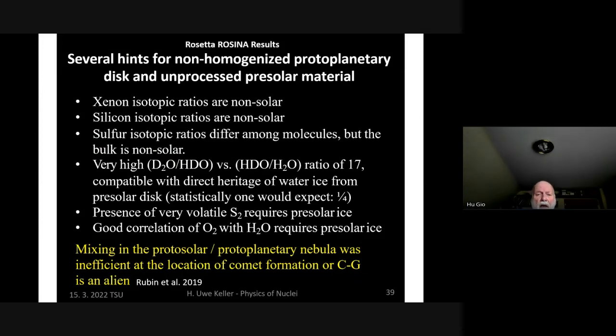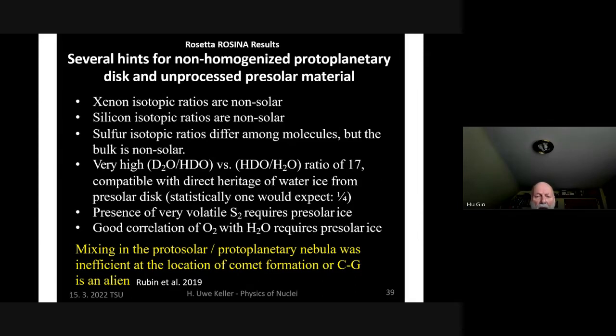There is a strong mixture, or some mixture, of material in the protoplanetary disk, as already indicated by Marco and as indicated by many models, and also found from the laboratory investigation of stardust. Marco talked about this, I don't have to go more explicit. Rosetta shows that the xenon isotope ratios are non-solar, the silicon isotope ratios are non-solar, sulfur isotopic ratios differ among molecules, but the bulk is non-solar.